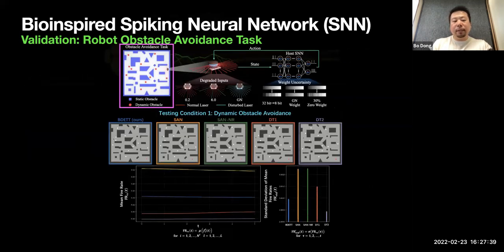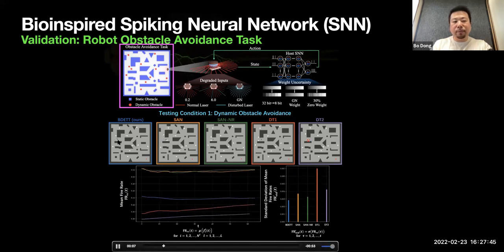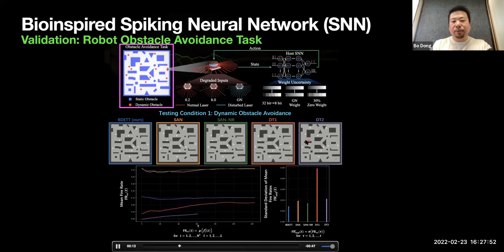Here's one result I can show you. We can see the blue color. The small one is the robot, and the white one moving is a dynamic obstacle. For this one, DT2 already failed, and this one is going to fail too, I think, later. That's how we see the performance of obstacle avoidance.